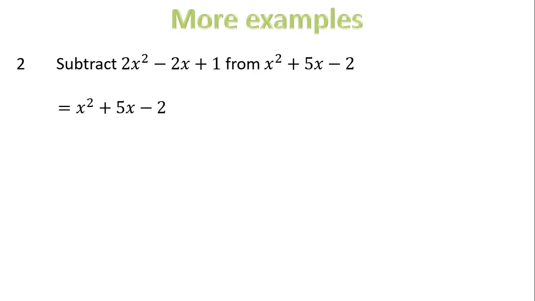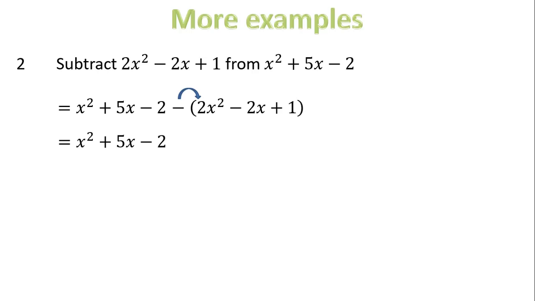Let's look at that. X squared plus 5x minus 2, then minus, and the thing that we're taking away. We put it in a bracket and we've got 2x squared minus 2x plus 1. Now the first part doesn't change, x squared plus 5x minus 2. But now we have to distribute the negative into the bracket. When we do subtraction, we can't just drop the bracket like we did in addition. We have to distribute the negative sign in. In other words, we have to put the negative sign into the bracket.